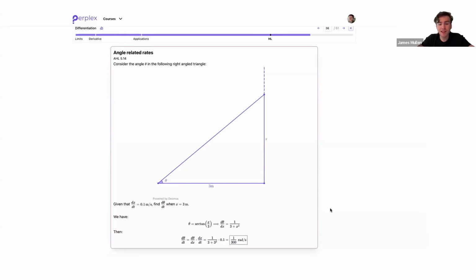So theta is equal to arctan of x over 3. If I differentiate both sides, I get d theta/dx is equal to 1 over 3 plus x squared. That's just using the formula that's in my booklet with the chain rule, sort of. Now, I know that dx/dt is equal to 0.1 when x is equal to 3, and I'm trying to find d theta/dt. Using the chain rule, d theta/dt is d theta/dx times dx/dt. So that's going to give me 1 over 3 plus 3 squared, using this formula here, times 0.1. That gives me 1 over 300, and my units are radians per second, okay?